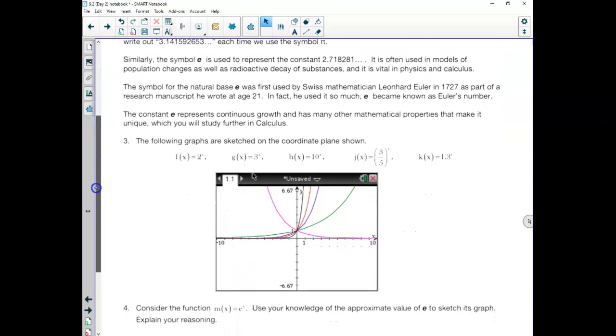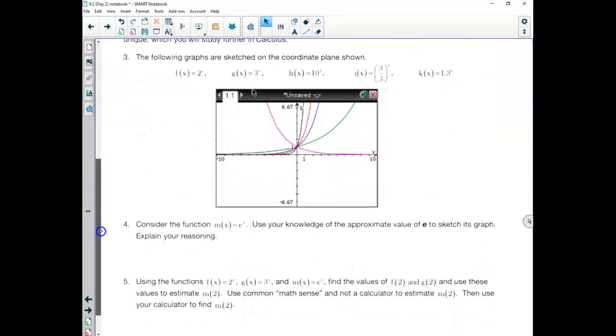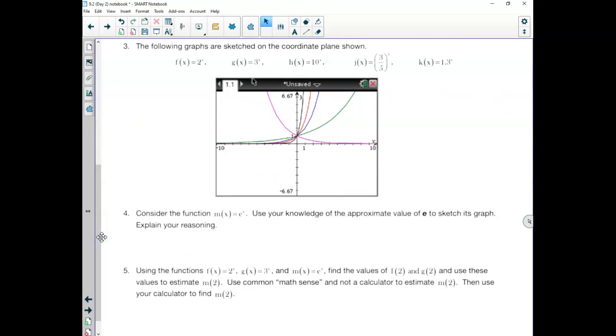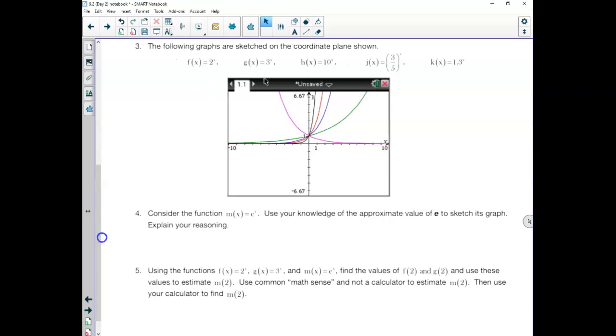I'm not going to read all this, but we have the following graphs sketched on the coordinate plane. We have 2 to the x, 3 to the x, 10 to the x, 3/5 to the x, and 1.3 to the x, okay? So we can see we actually have 4 growing functions in here. Well, there's 4 growing functions, but there's only 2.